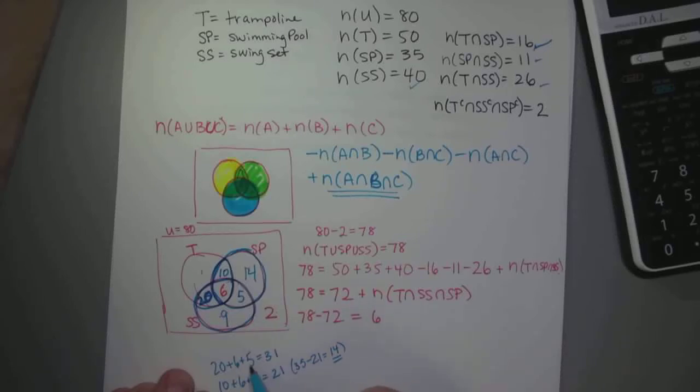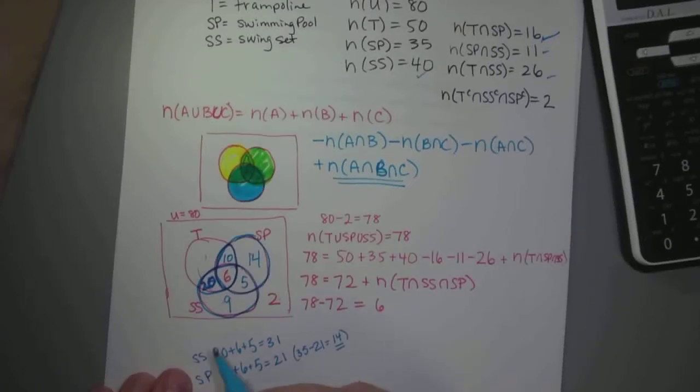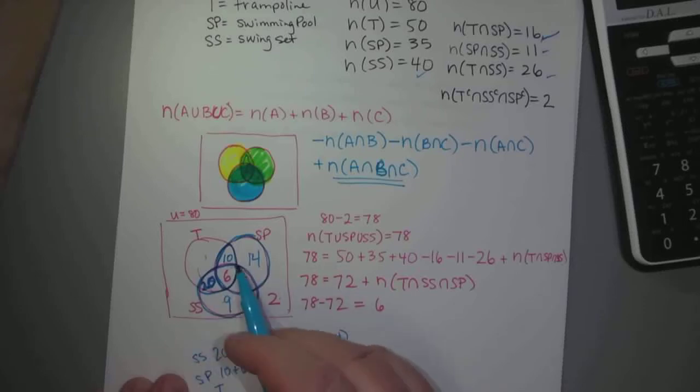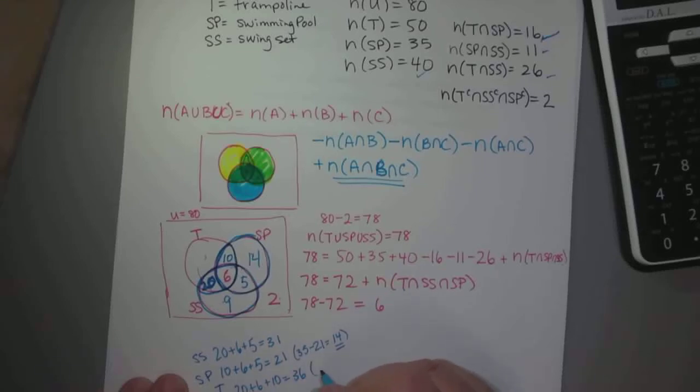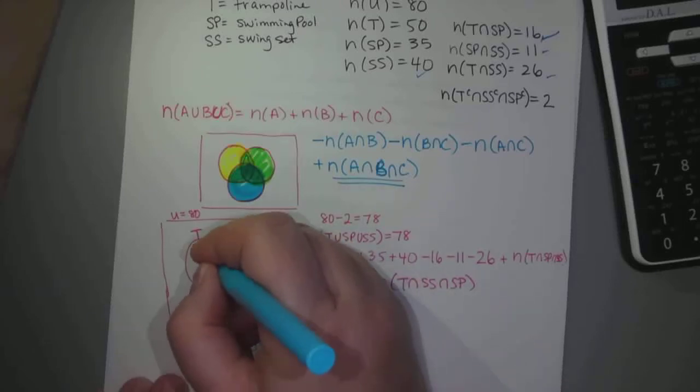Same thing here, we added up. This was for the swing set. This was for the swimming pool. And for the trampoline, in the trampoline circle, we've got 26 and 10, which is 36. And the trampoline should add up to 50. So 50 minus 36 is 14. So this should be 14.